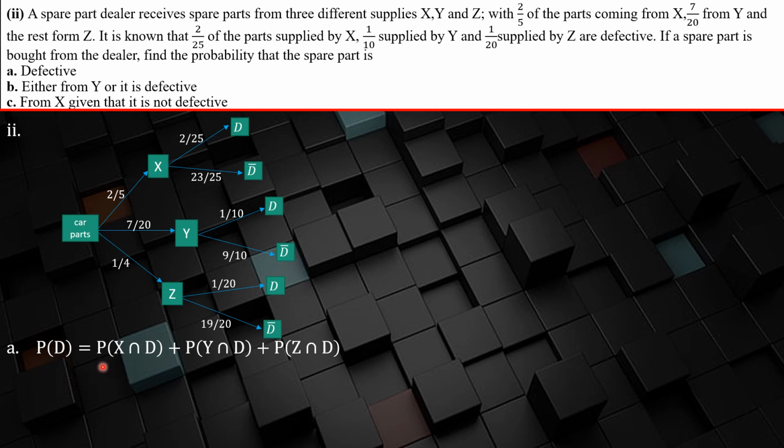the probability of a defective car part will be the probability of getting a car part from X and it's defective, or getting a car part from Y and it's defective, or getting a car part from Z and it's defective.